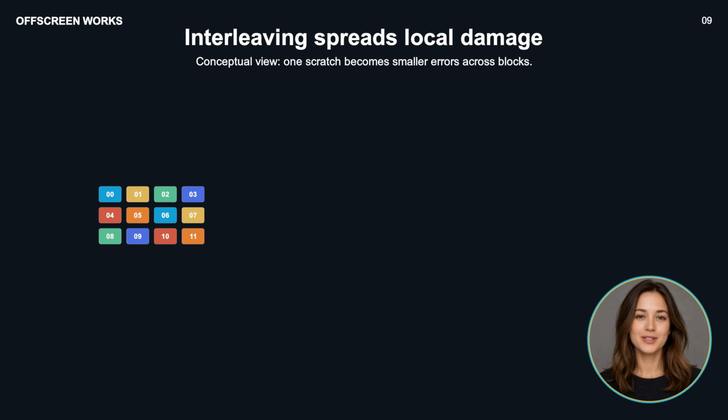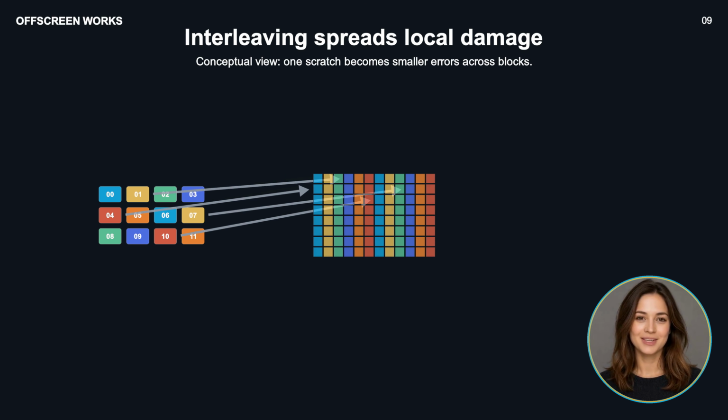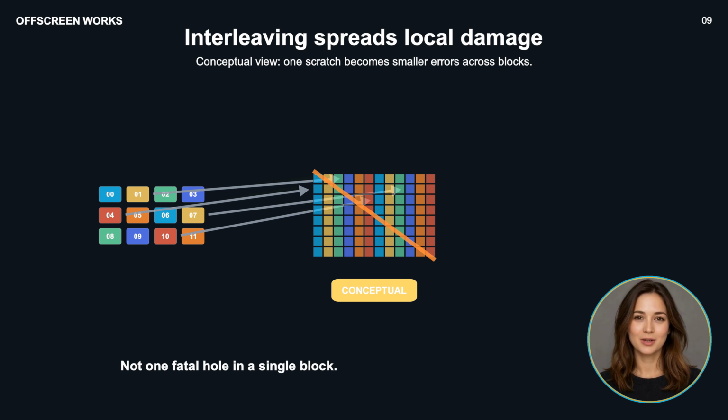There is one more reason local damage can be surprisingly survivable. QR codes do not simply place all related bytes in one neat block on the image. Data and correction codewords are distributed through the symbol. That means a scratch across one visual area may become smaller errors spread across several correction blocks, instead of one fatal hole in a single block. This is a simplified view, but it explains why a local mark in the center can sometimes be repaired.